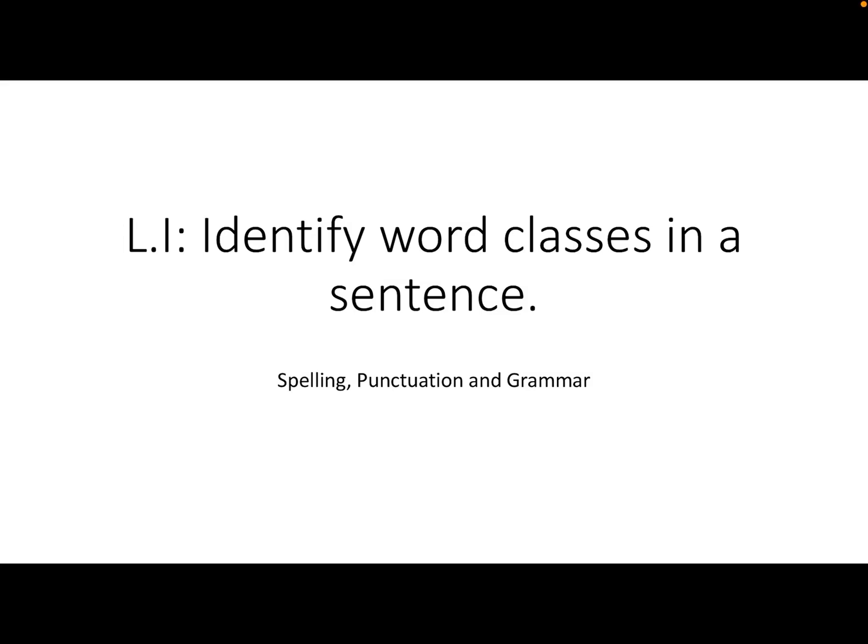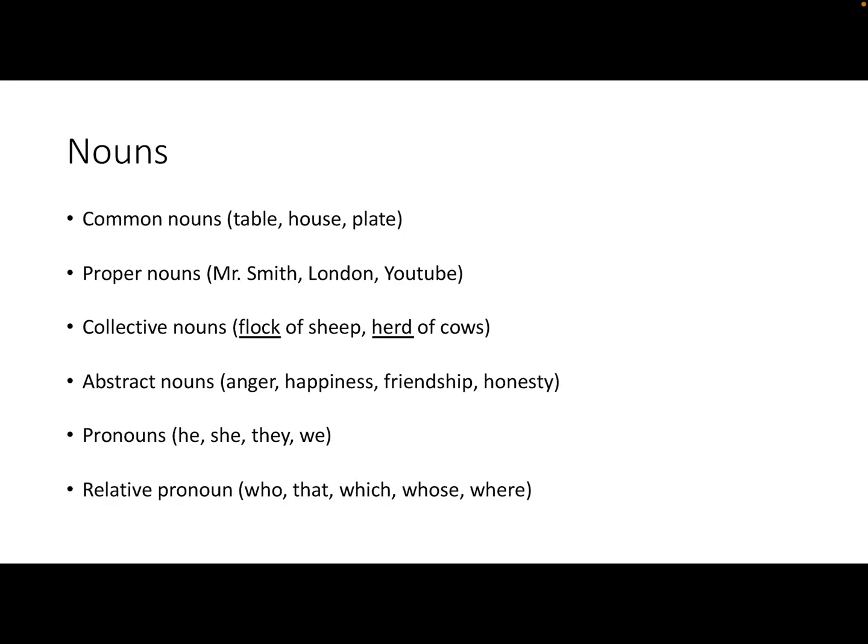Hi everybody, we're going to do some grammar and we're going to be identifying word classes within a sentence. Now we're going to quickly recap some word classes and then we will have a go at applying that knowledge. So first of all we have nouns.